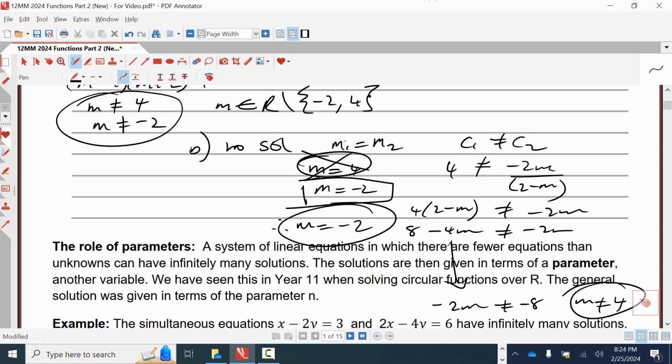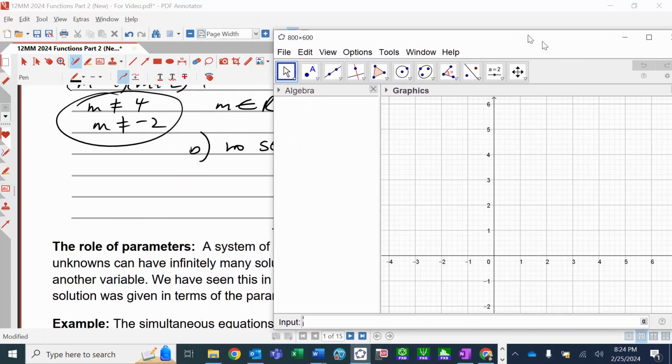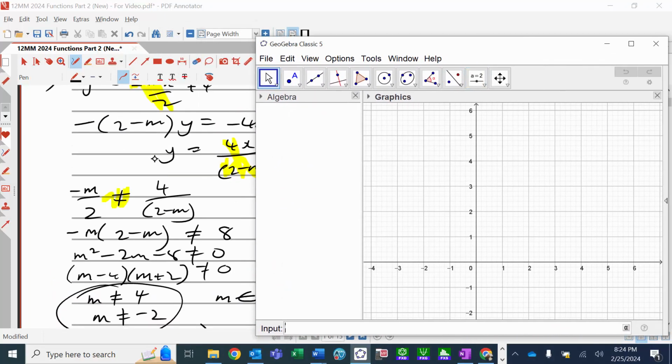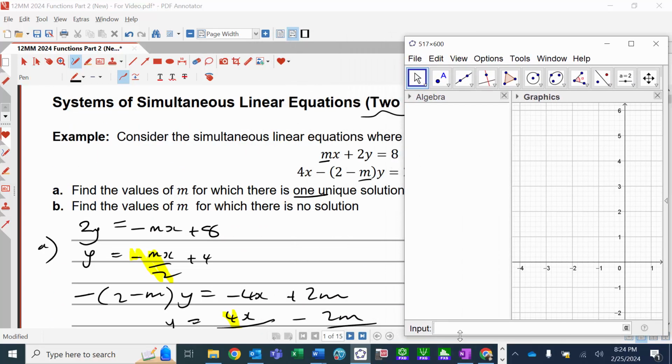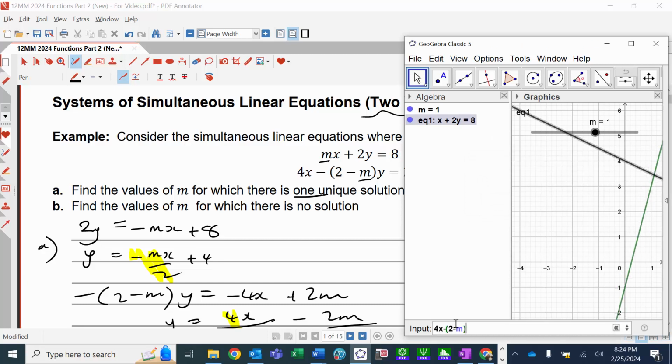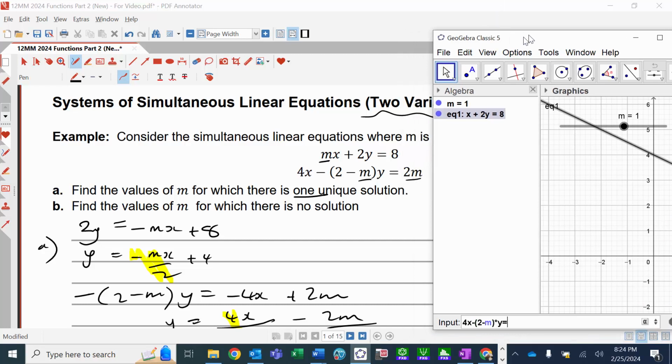All right, so I'm going to just explain graphically what this means. In another window, I've got GeoGebra open, and what we're going to do is just type in the two equations in GeoGebra. So we've got mx plus 2y equals 8, and what it asks us for is the slider, and we've got 4x take away 2 take m, y equals 2m.